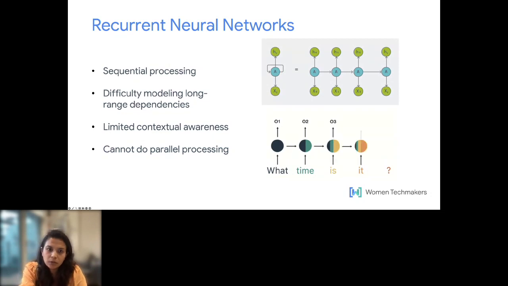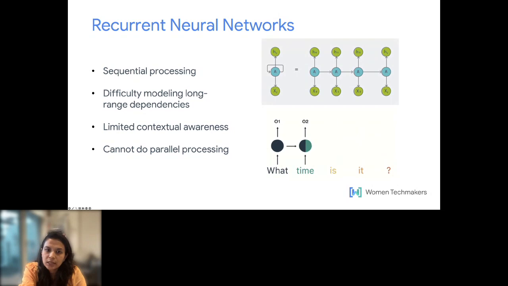So we feed the first word, what, to the neural network, and it generates an output. Then we feed time to the neural network. Now here, it will take the context of what, and then generate the output, because we need the context to figure out the answer to that question. Then the third word is.